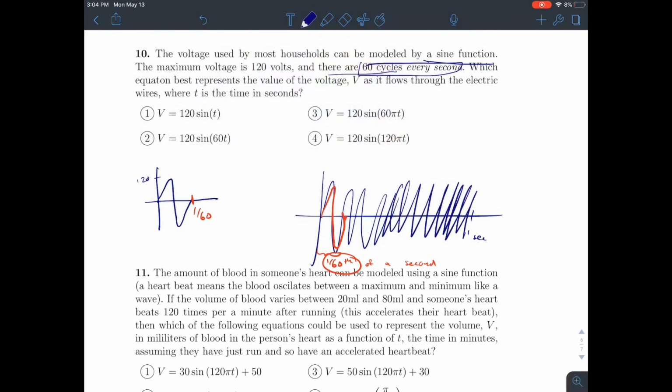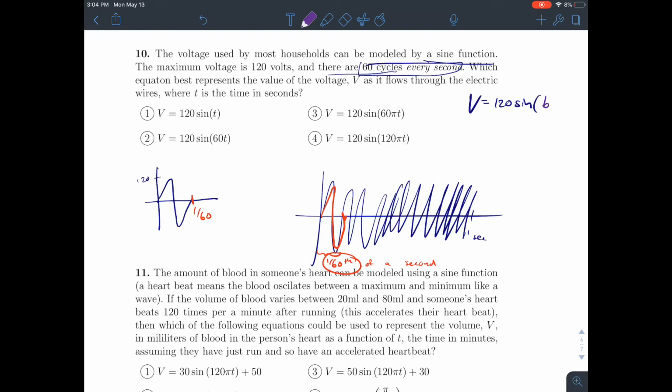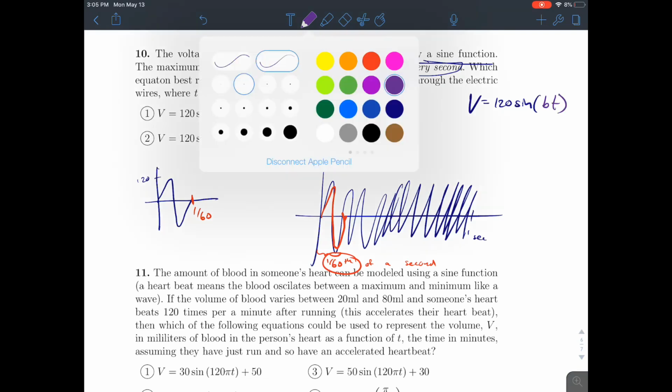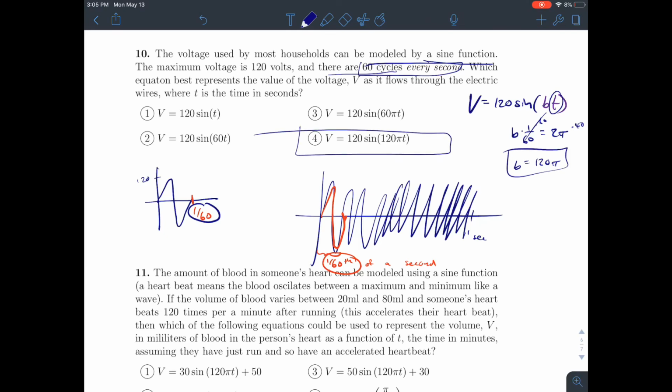Now putting it all together, we get V is equal to 120 times the sine of some value B, which we have yet to determine, times t. Now to find that B value, we say at 1/60 for t, we must complete a full cycle, which is 2 pi. Multiplying by 60 on both sides leaves us with B is equal to 120 pi. So our final answer is choice 4.